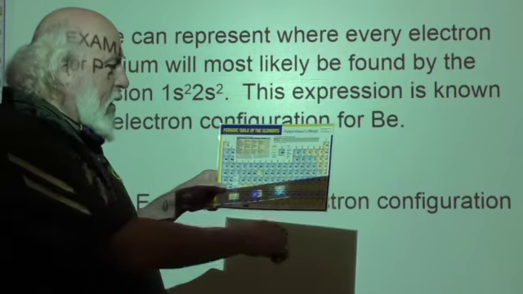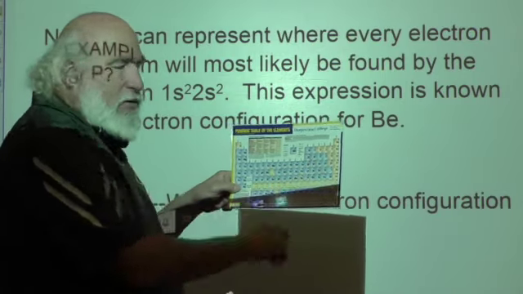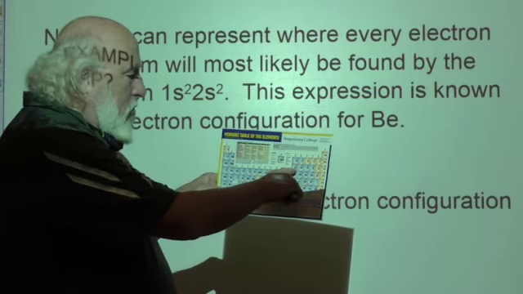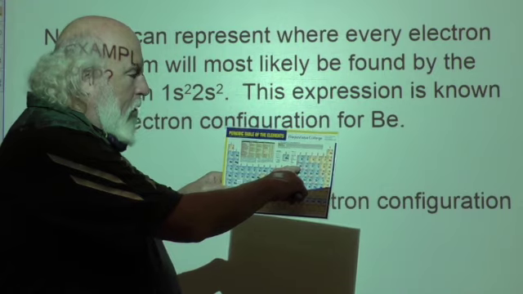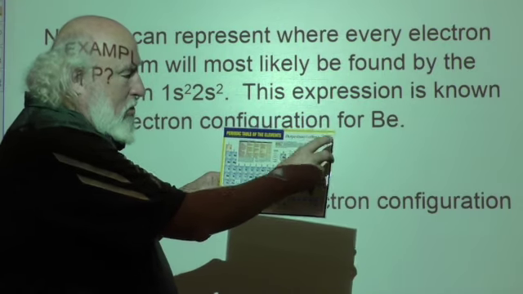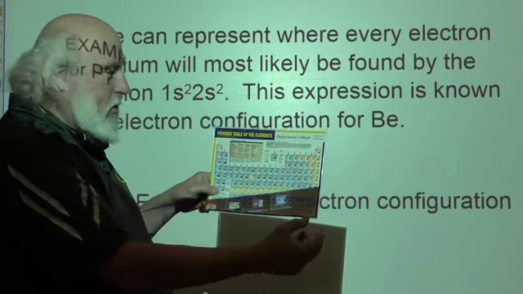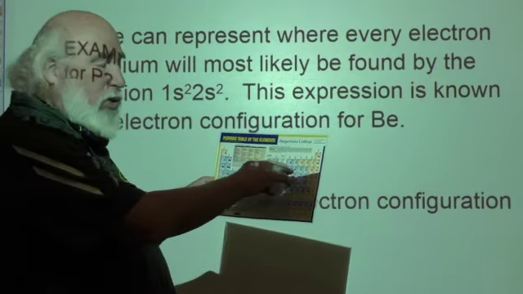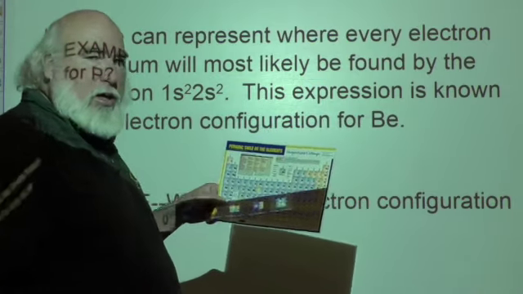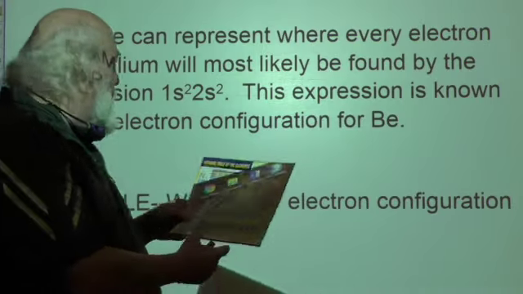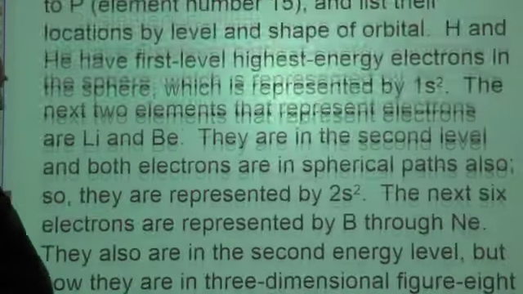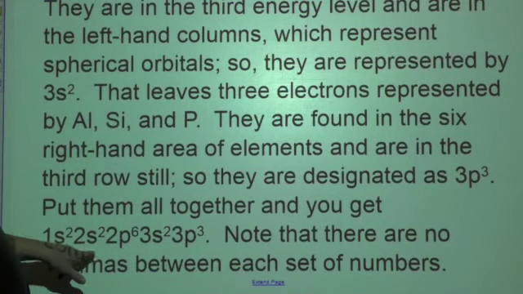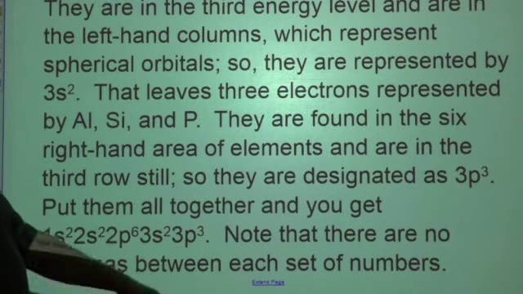Okay? Now, we have 3 more electrons left unaccounted for here, so we have, these are 3rd level. This is that block of 6, so those are p electrons. But we only have 3 instead of a full 6, so we end this with 3p3. So the electron configuration for this is 1s2, 2s2, 2p6, 3s2, 3p3.